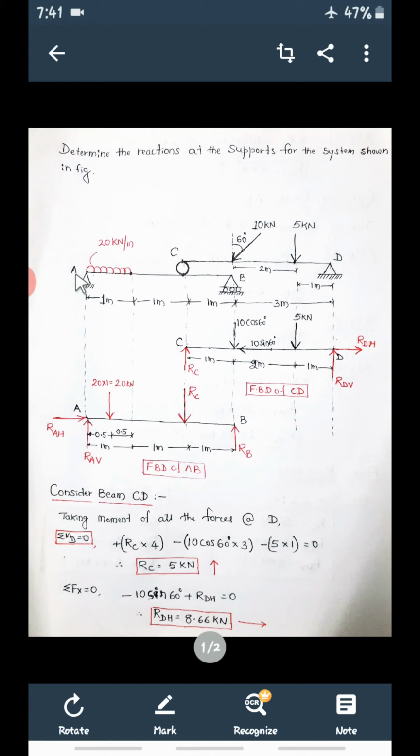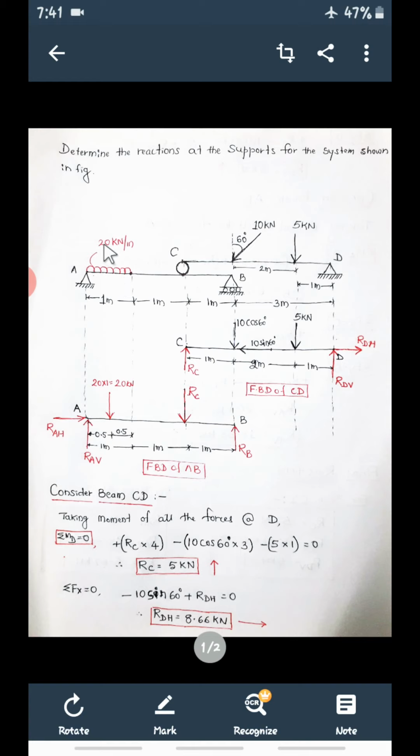Now consider the free body diagram of another beam AB. Again separate out this beam. So this is beam AB now. Convert the load into point loads now. So this is the UDL. Convert this UDL into a point load.